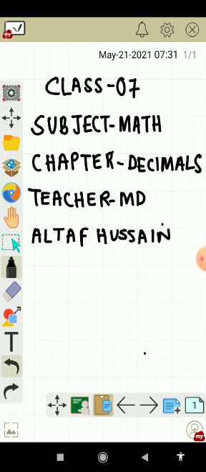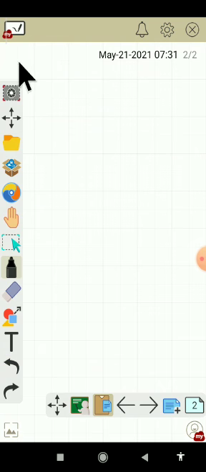Today we will learn something about decimals: how to add, how to subtract, what the types of decimals are, how to multiply, how to divide, and how to convert a decimal into a fraction. All those things we'll discuss in this chapter. So first we will see what a decimal is.